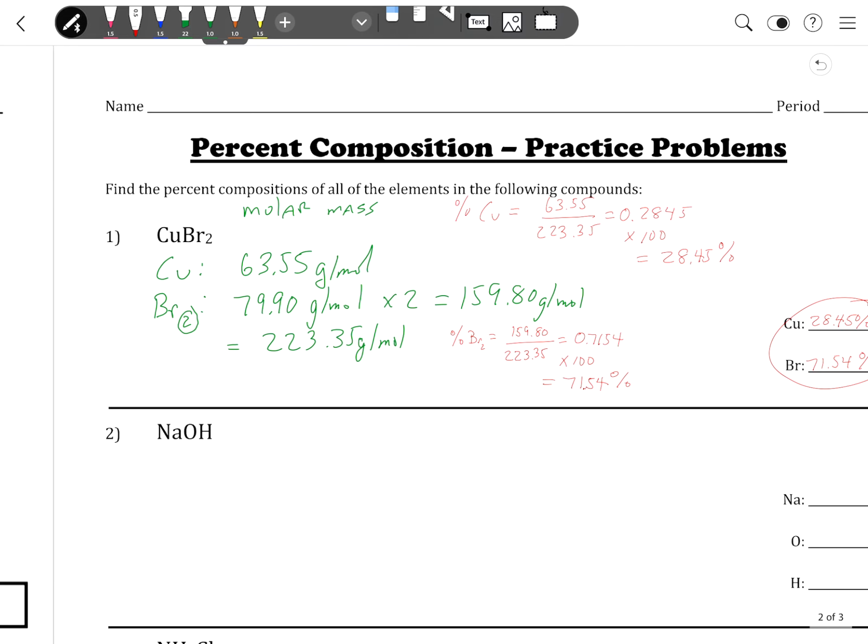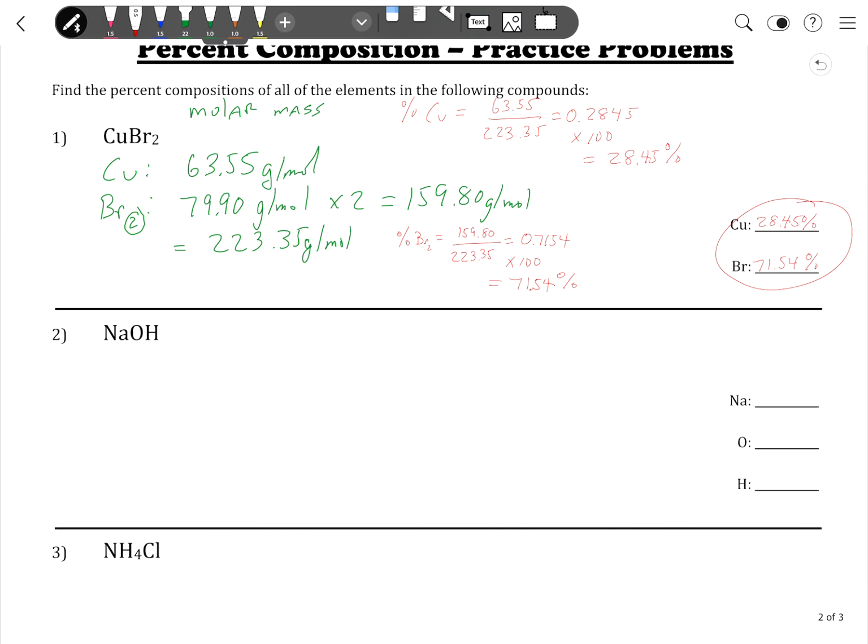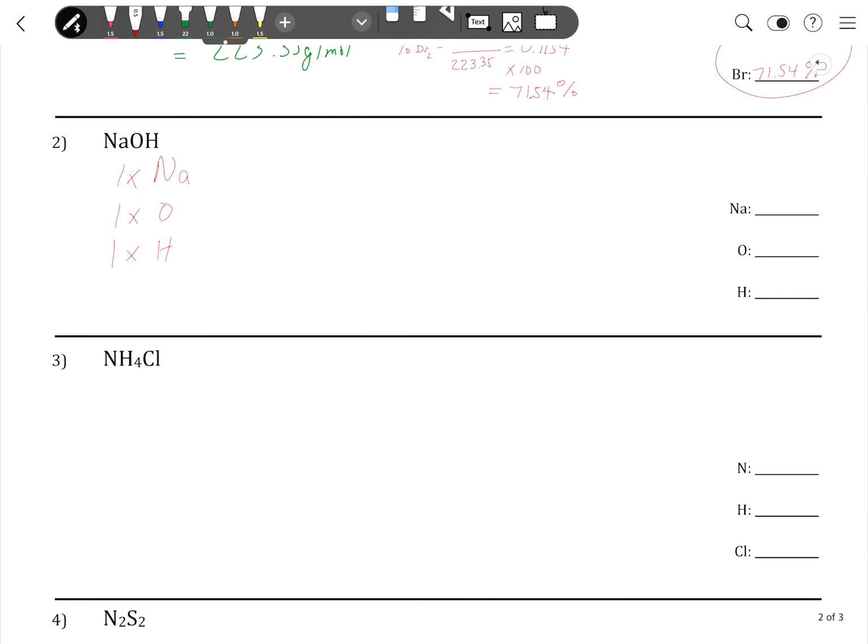So just make sure that when you're solving these problems that you account for every element in that compound. For example, you have one sodium here in number 2, you've got one oxygen here, and you've got one hydrogen here. But if you go to problem number 3, you have one nitrogen, you have 4 hydrogens, and you have one chlorine. So you've got to take all that into account when you're trying to add up the molar mass for the entire compound.